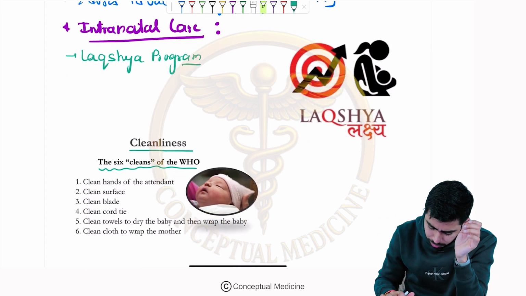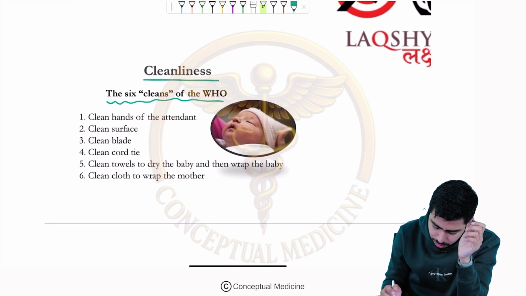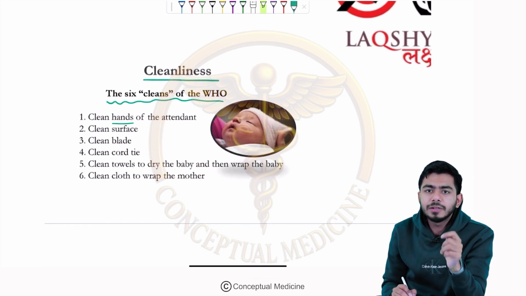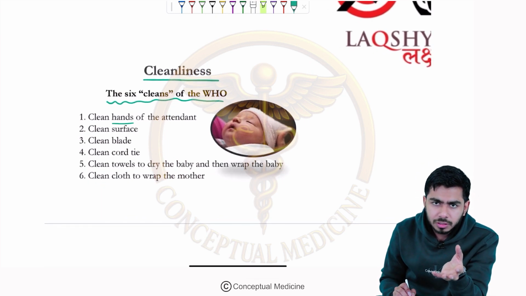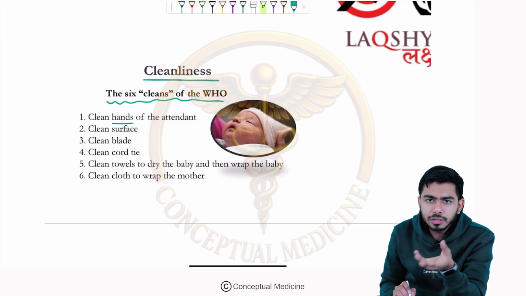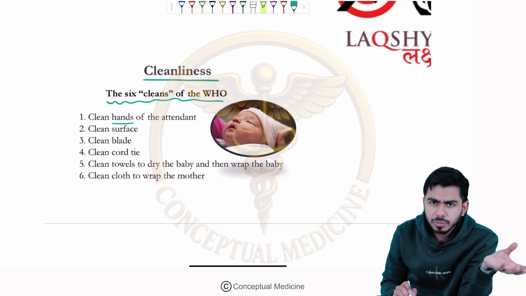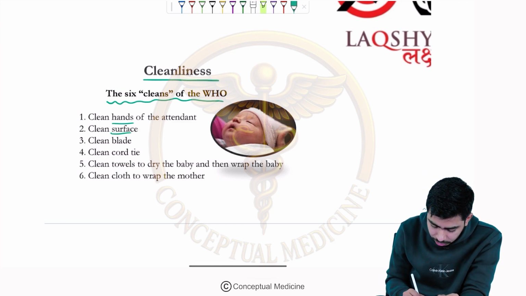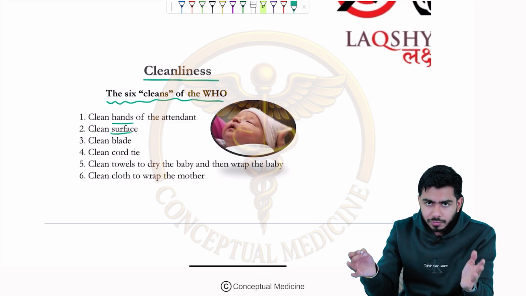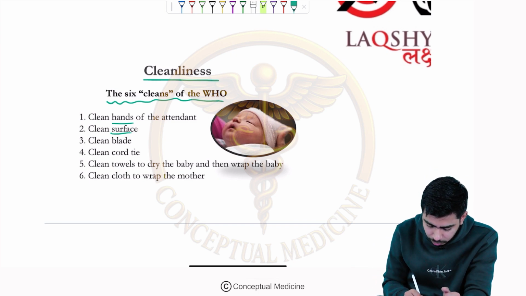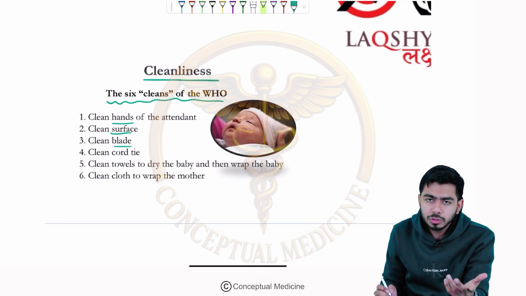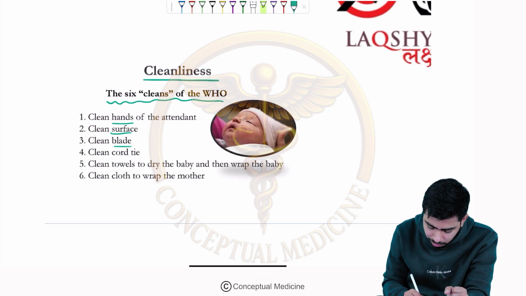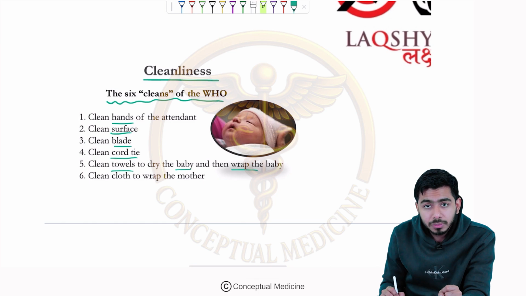What are the 6 cleans of the WHO? There should be clean hands of the attendant who is doing the delivery and who is assisting the delivery. Obviously, a clean surface should be there where the delivery is happening. We should give a clean incision. If you are using a blade, a clean blade should be there. Clean cord tie, and clean towels to dry the baby and then wrap the baby.